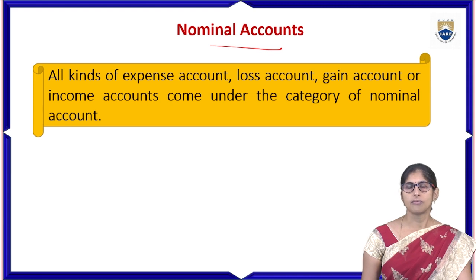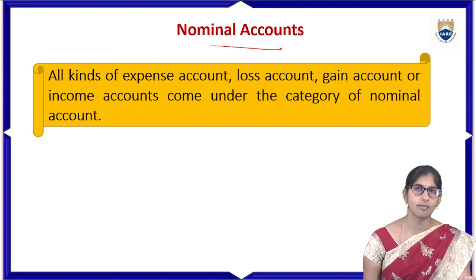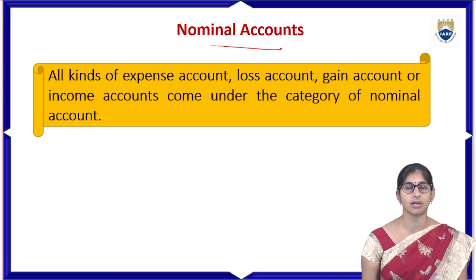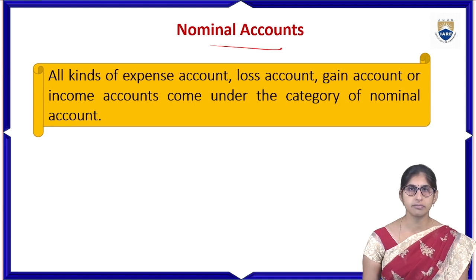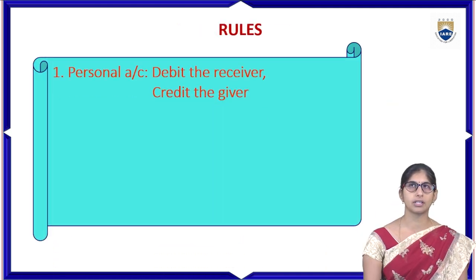Now we have to be very careful to pass the entry for any transaction. To pass the entry, we have to remember the basic 3 rules, whatever we have discussed right now: personal account, real account and nominal account items, as well as the rules of these 3 accounts. The first rule, for the personal account, is debit the receiver, credit the giver. First we discussed personal account.